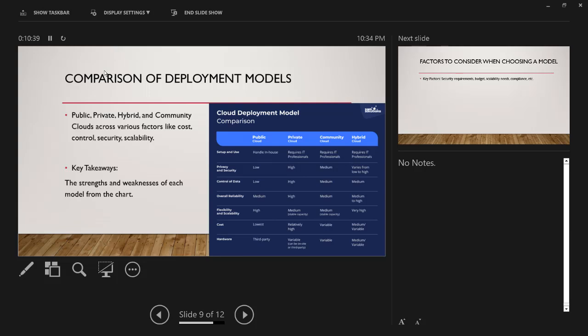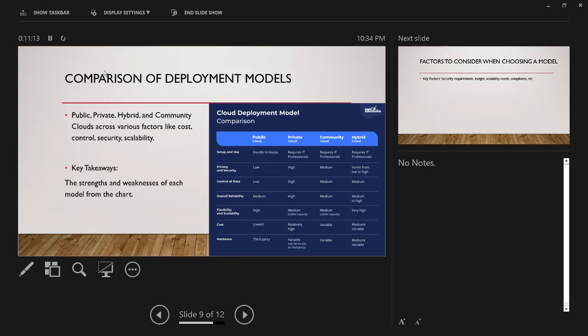So look at the picture by the side. You notice that overall reliability for private cloud is high. Then when you look at cost, for example, for public cloud, you notice the cost is the lowest. So if you want to go into cloud computing, you should consider public cloud if you don't have enough funds. But if you have enough money to spend, you can go into private cloud because you need to buy hardware, provide power, and also cooling.